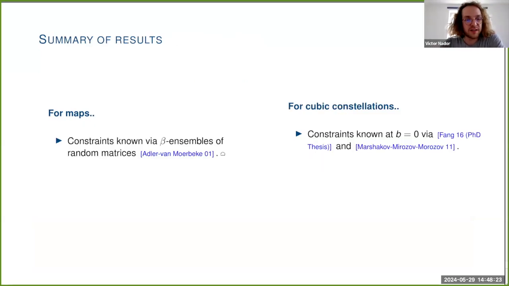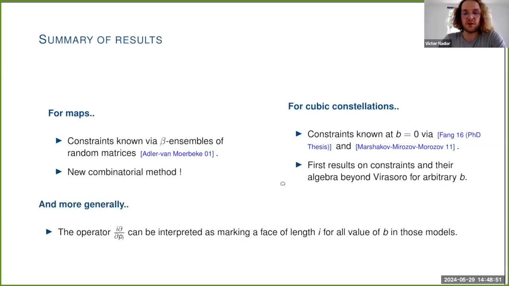When you look at the previous literature, for the maps, these constraints were already known via the equivalent for the b-deformation from the point of view of matrix models, which is the notion of beta ensemble, which, for example, can be found in Adler and van Moerbeke. But for cubic constellations, much less was known. These constraints were known in the orientable case in Fang's PhD thesis, but the algebra, for example, was not. So this is the first result that shows the algebra of constraints for constellations, and in addition, we already have them for arbitrary B.